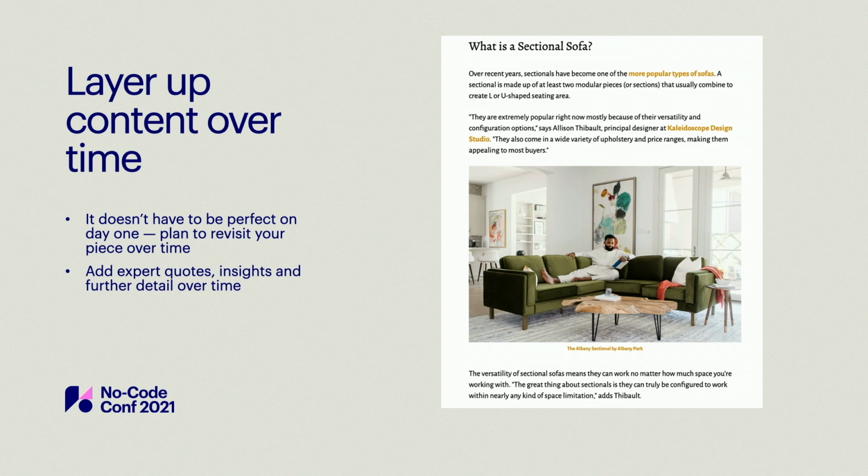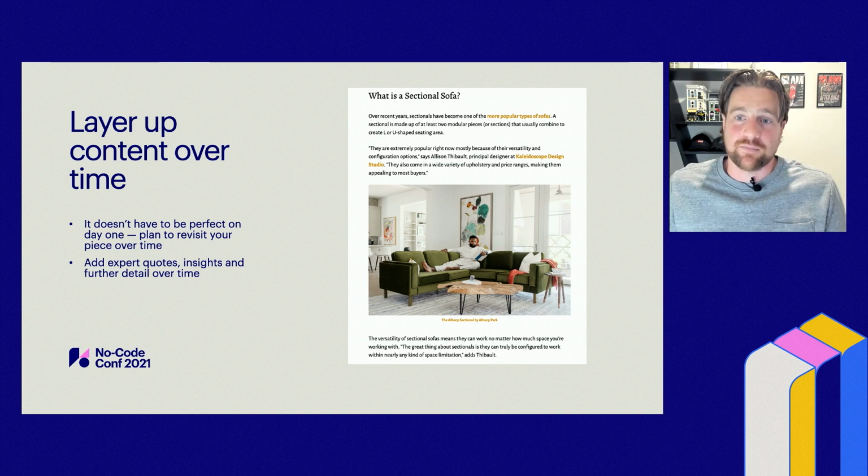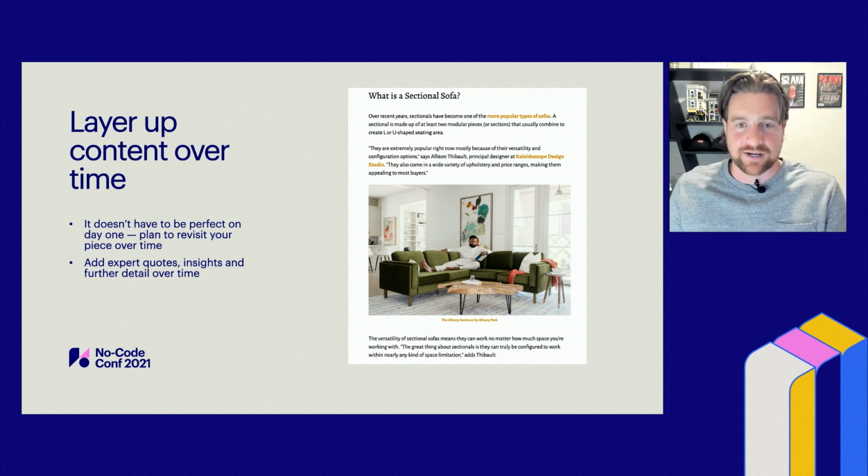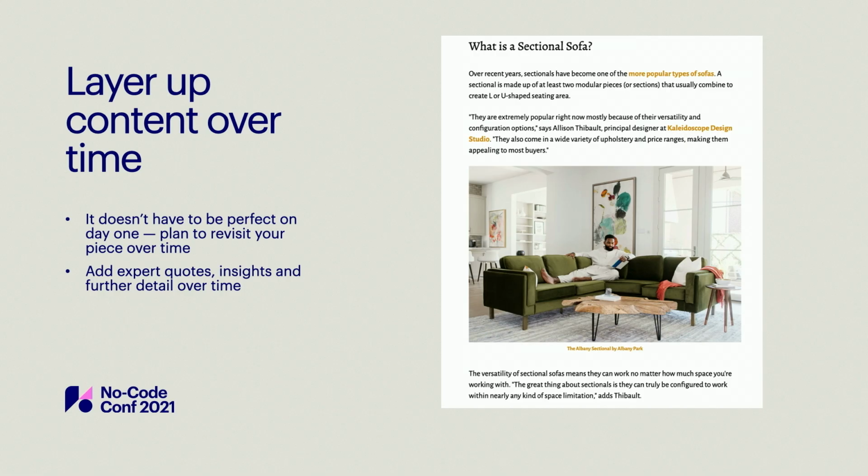And the one thing that I think people mistake about creating content online is that it doesn't have to be perfect at the first attempt. So sometimes what I do is I practice this way of publishing that I call layering up content. So I'll publish V1 of an article knowing that it's not quite finished. And then over time, I'll go back to it and add new layers. So this could be adding in new quotes from founders of companies that are featured. It could be adding more insight, answering more questions. So the screenshot here on the right is from an article that we published on sectional sofas.